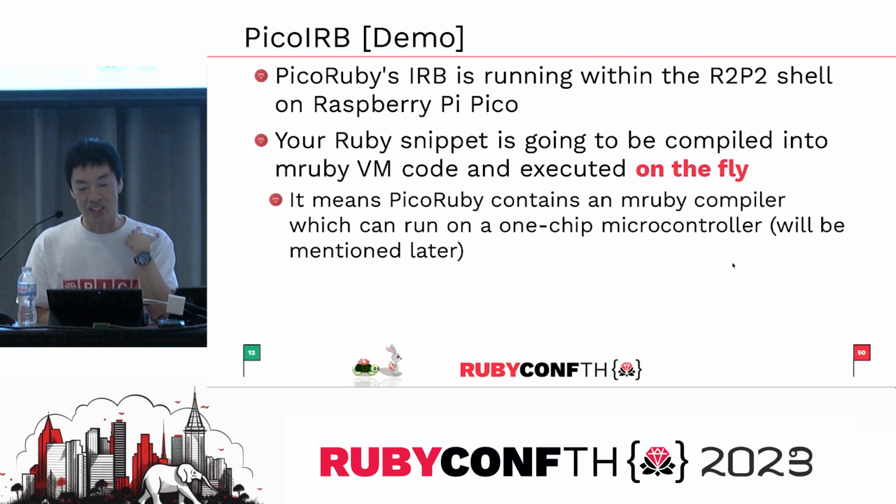Your Ruby snippet is going to be compiled into mruby VM code and executed on the fly. It means PicoRuby contains an mruby compiler, which can run on a one-chip microcontroller. I'll mention it later.